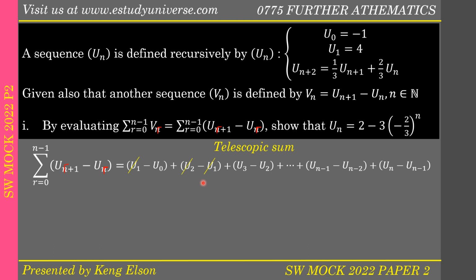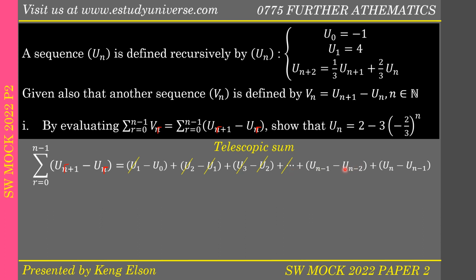But look at u2 in the second term, and look at u2 in the third term. u2 is going to disappear. It therefore means that u3 will disappear. If maybe we included some terms inside here, u3 will definitely disappear.